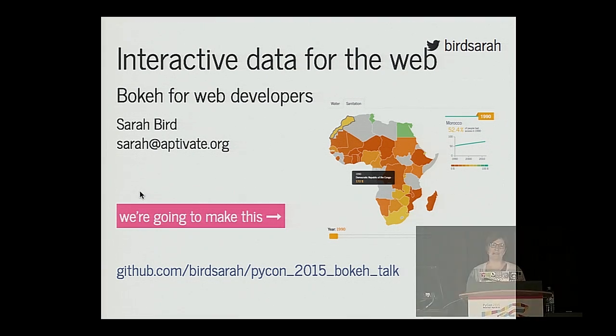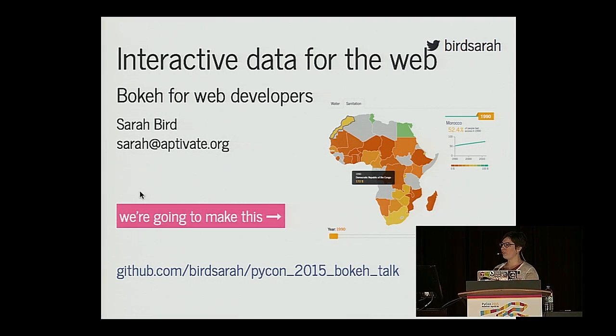Hi everybody, my name is Sarah Bird. I work for a company called Aptivate. You can find me at sarah@aptivate.org or on Twitter. And today we're going to be talking about interactive data for the web in Python using the data visualization library Bokeh. I don't actually know how to pronounce it. I just pronounce it with my British accent and people say it sounds charming.